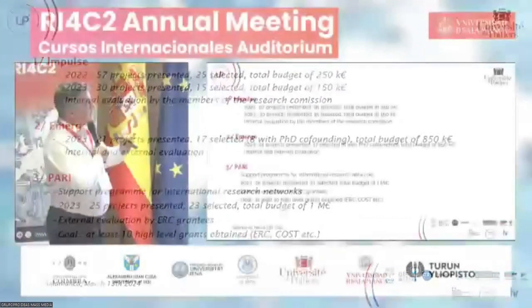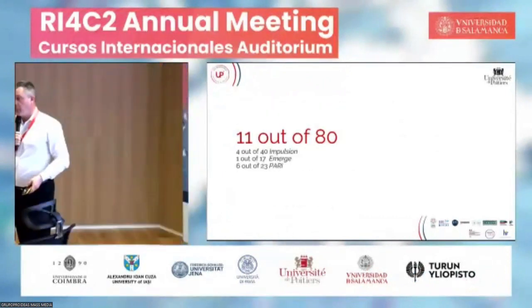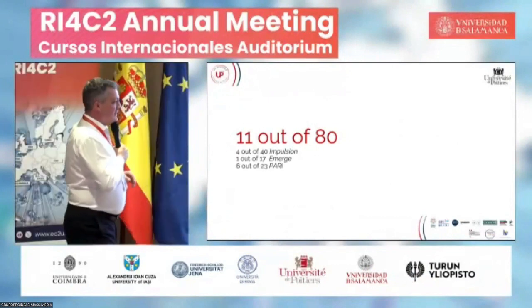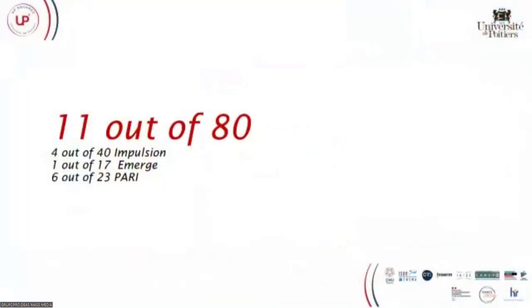So this is just a few numbers, and this is where we end up at. This is the slide I wanted to change. Since 2022, we fund 80 projects. 90% of them are still going on. Okay? That's a lot. It's 40 projects for the Impulsion, 17 Emerge, and 23 Paris. And these will be going till end of 2025, and these till 2027, because they have PhDs starting in October 2024. Okay, so 11 out of these projects are working with ECTU partner universities.